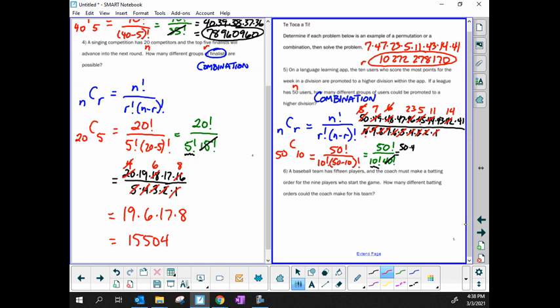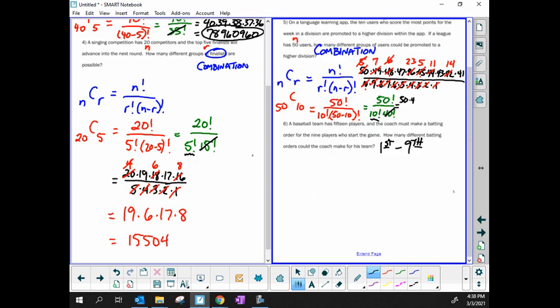Okay, so in baseball, you play 9 players at a time. So somebody bats first, somebody bats second, somebody bats third, all the way up through ninth. So really, you're figuring out first through ninth. Because you're figuring out places, you could have the same 9 people, but they bat in a different order. That is a different batting order. So because the order matters, this is a permutation.